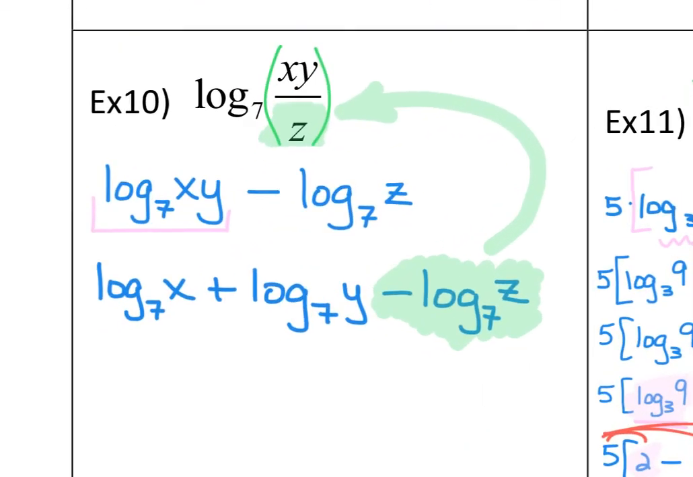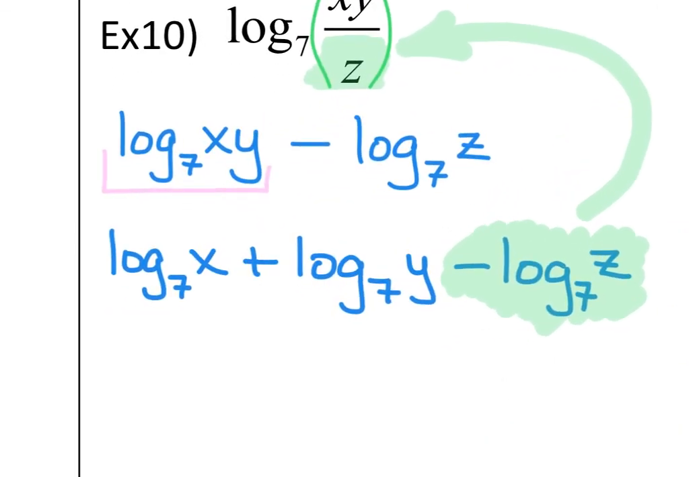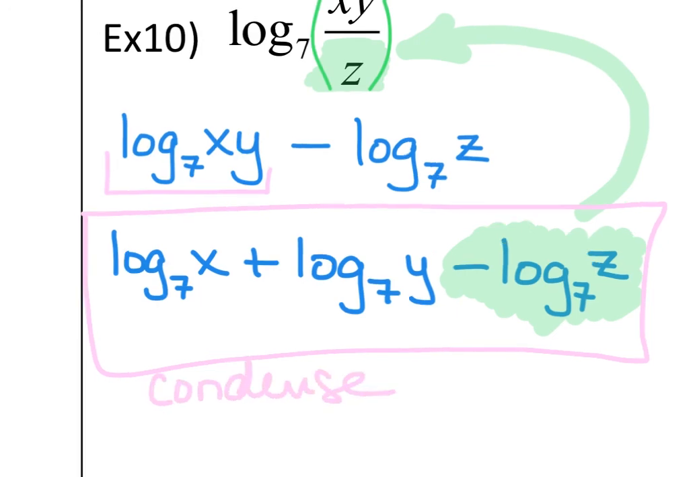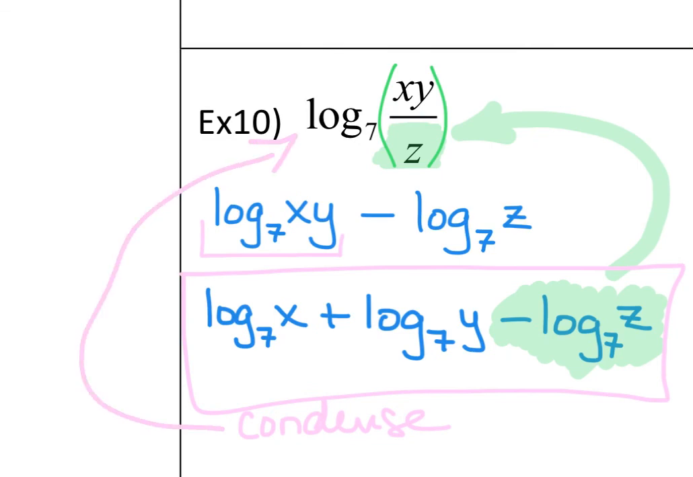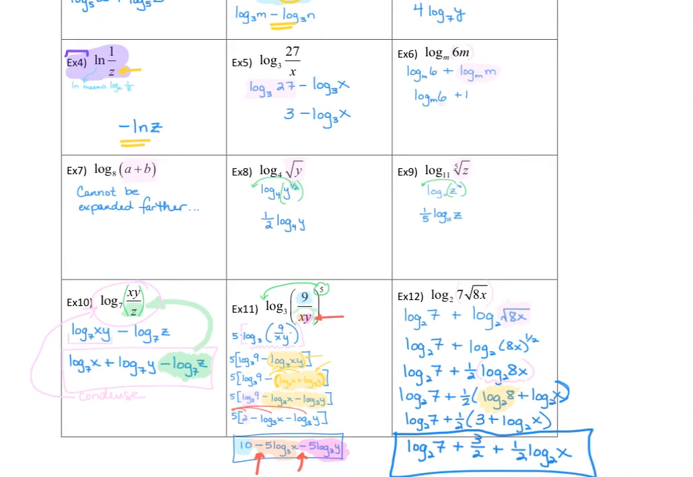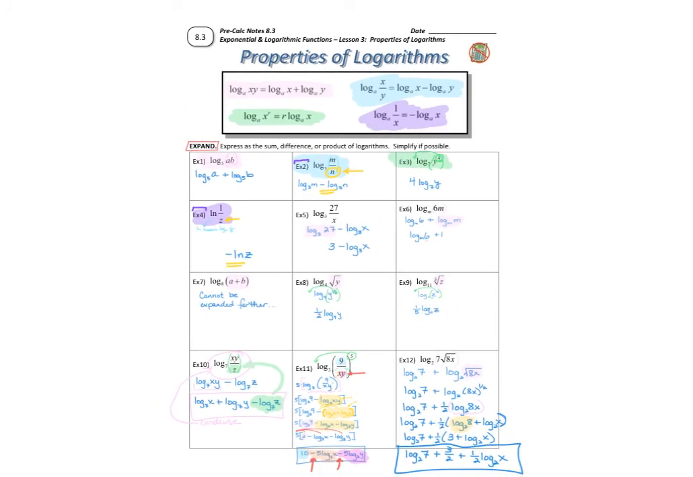So for example, on the next page, I would give you this as the question and tell you to condense this. And then you would give me that as your condensed answer. A single logarithm, no coefficient. So let's go ahead and take a look at the next page.